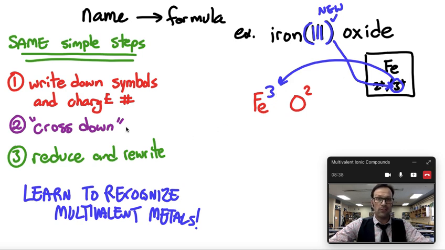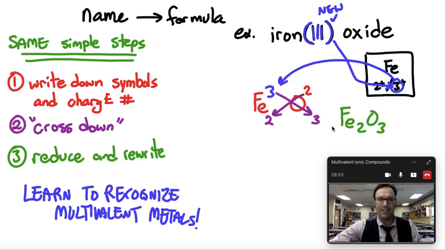And then now it's business as usual. So here's the cross down. Let's cross that 2 down there, that 3 down there. We have a 2 over here. We have a 3 over here. Now let's reduce and rewrite. Can 2 and 3 be reduced? No. Good answer. That's the correct answer. No, they cannot. So now we just need to rewrite it. Fe2O3. And here we have the formula. So remember, this is the new charge.